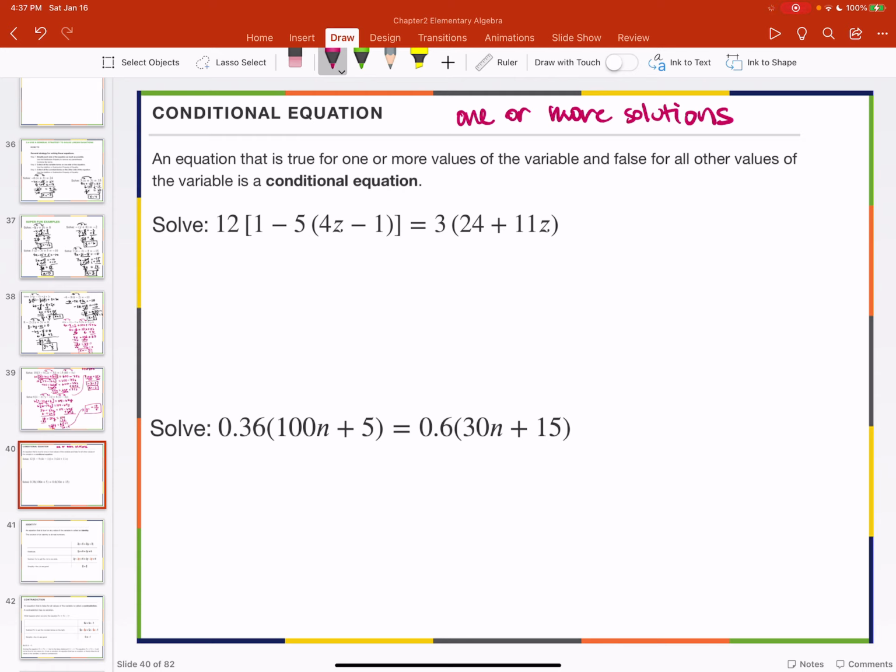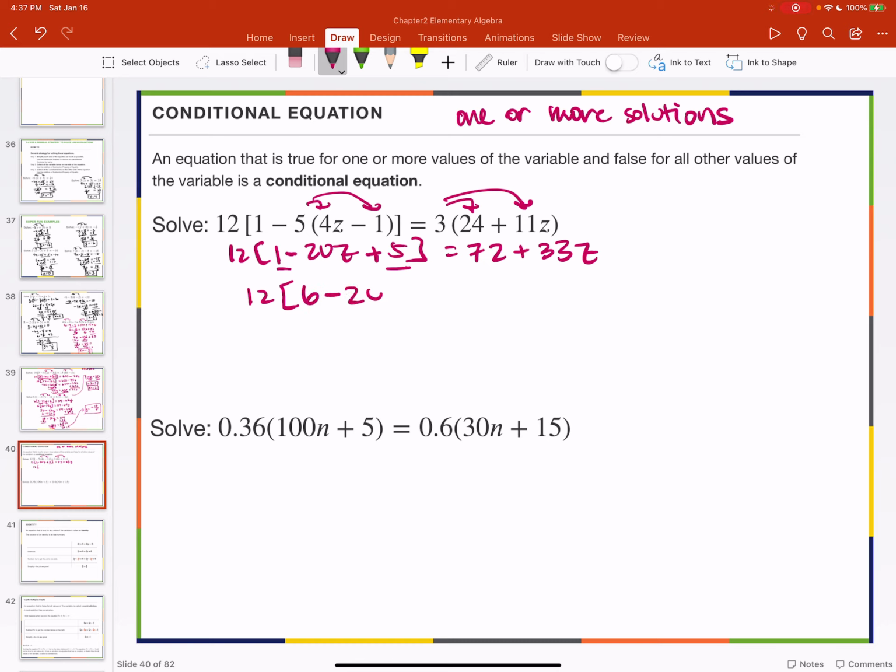So let's continue. I guess we can do another example. This looks like what I did, but I guess I didn't do it. So let's go ahead. So we have 12 bracket 1 minus, this is going to be 20z, negative 5 times negative 1 is positive 5, equal to, distribute the 3, and then 3 times 24 is 72, plus 3 times 11 is 33z. Let's combine here. We have 12 bracket, and then positive 1 and positive 5 is 6 minus 20z. Okay, equal to 72 plus 33z.